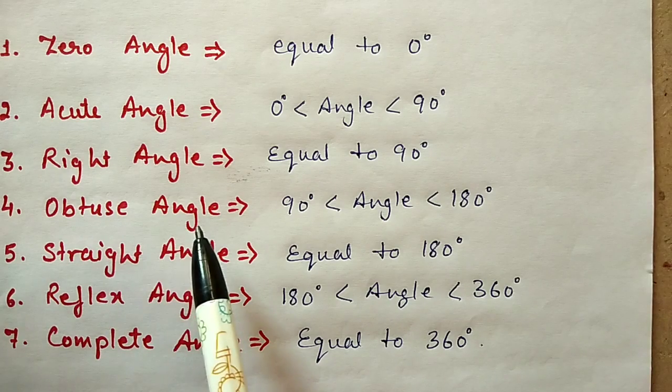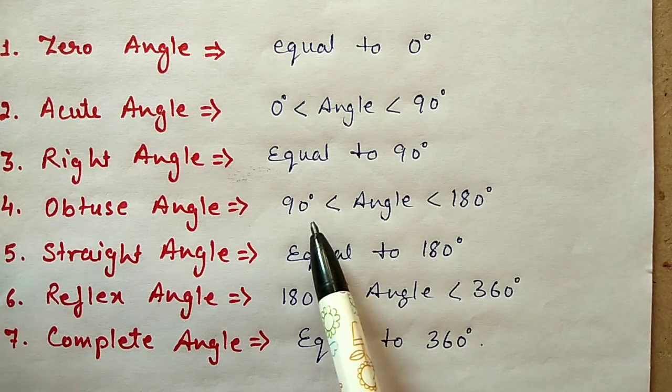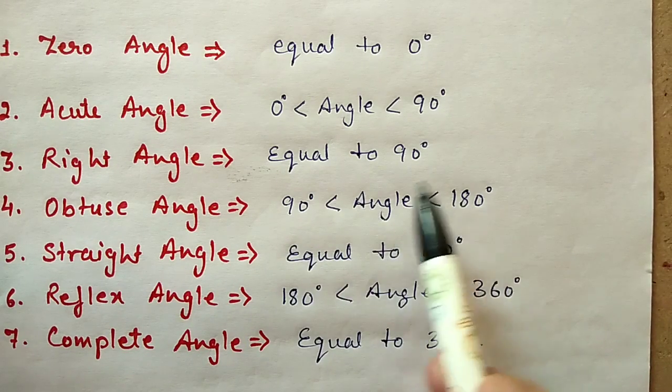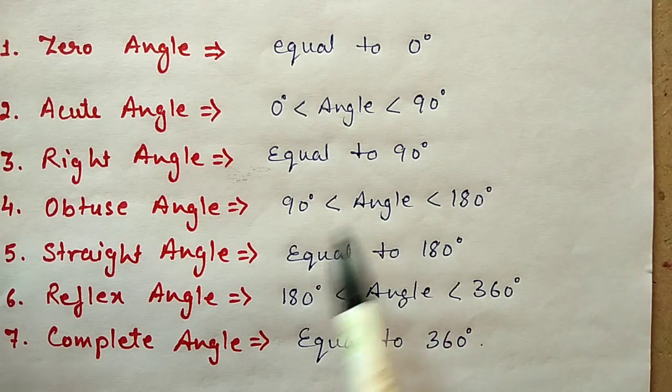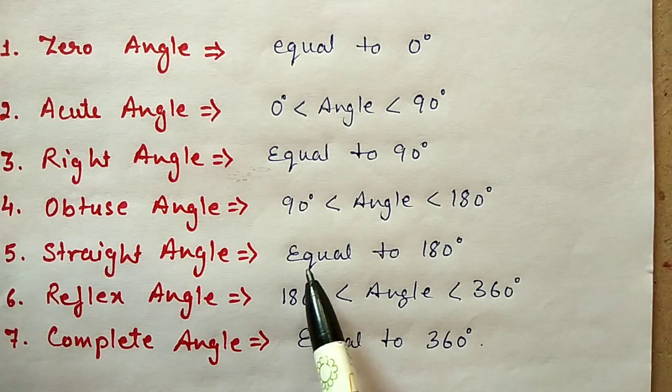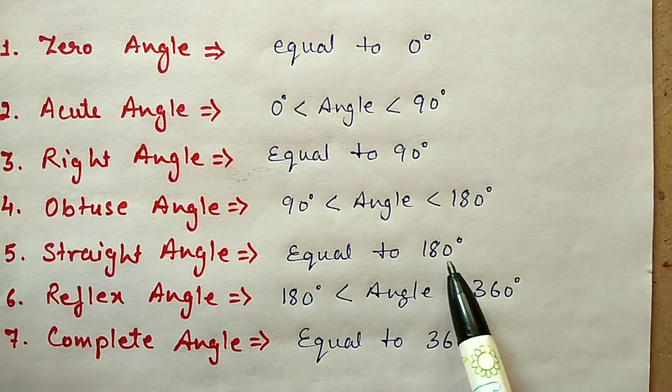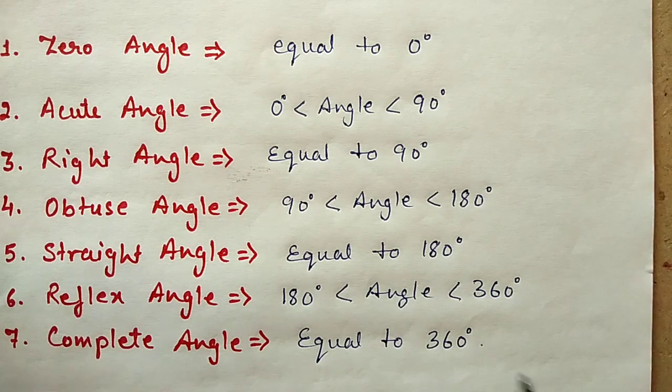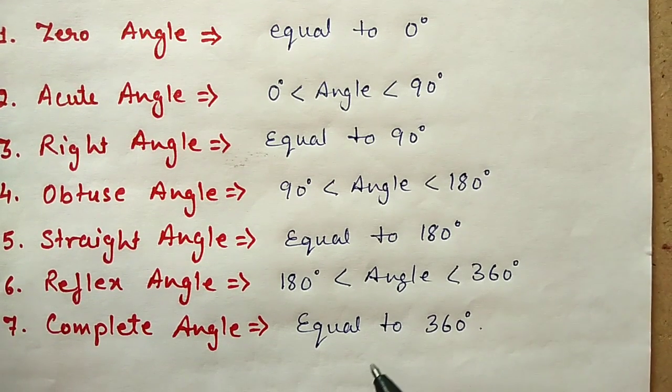Fourth one is obtuse angle. Obtuse angles are more than 90 degree but less than 180 degree. Fifth, straight angle, which is exactly equal to 180 degree. Sixth one, reflex angle, which is more than 180 degree but less than 360 degree. And the seventh one is complete angle, which is equal to 360 degree. So 360 degree means one full circle will form. A 360 degree angle means one full round.